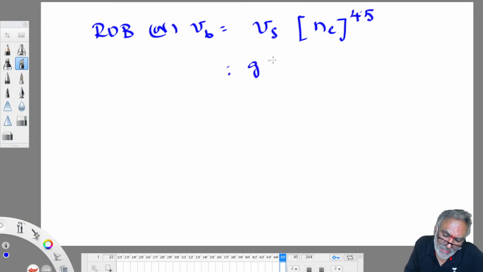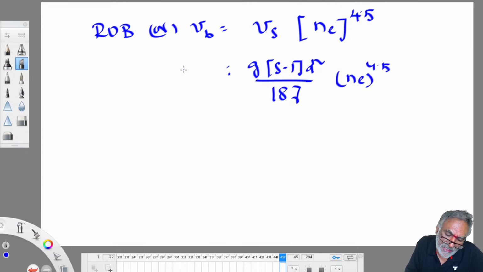And for the settling velocity you can use the same equation, the Stokes equation, g into (S minus 1) d square by 18 nu, if laminar flow condition prevails. Otherwise, for any other flow condition, you have to use the respective equation. So the velocity of backwash water, or rate of backwash, you can work out by using this equation.